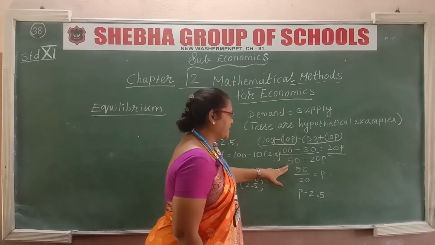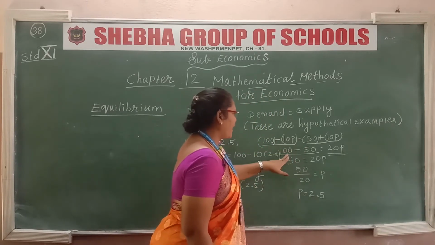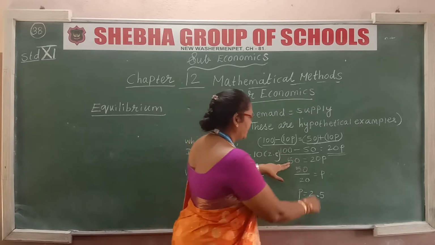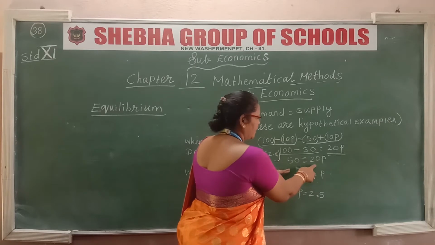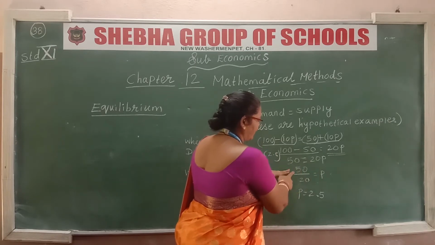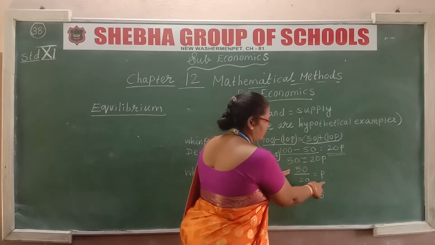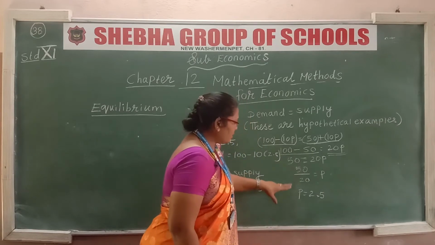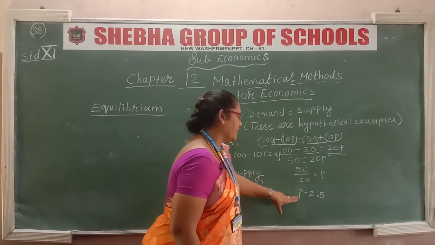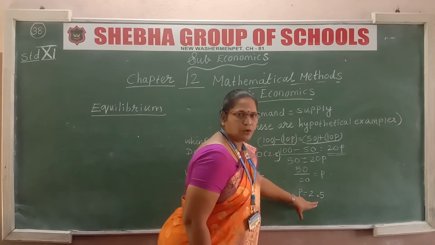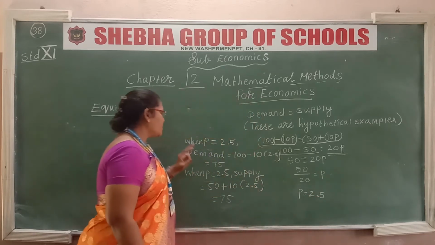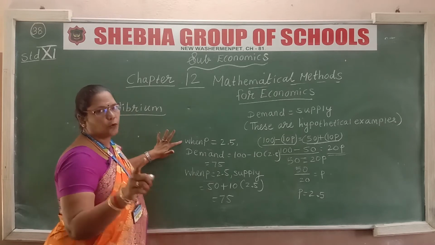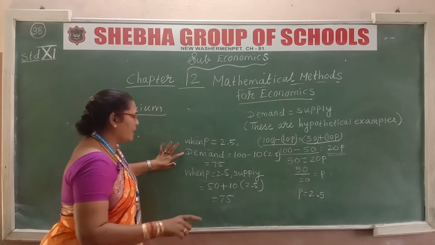Next step, they have given 50. 100 minus 50 is 50. So 50 is equal to 20 price. Is it clear? So 50 divided by 20, we must find the price value. Here they have given the price value, it is 2.5. So what is the price value here? 2.5.